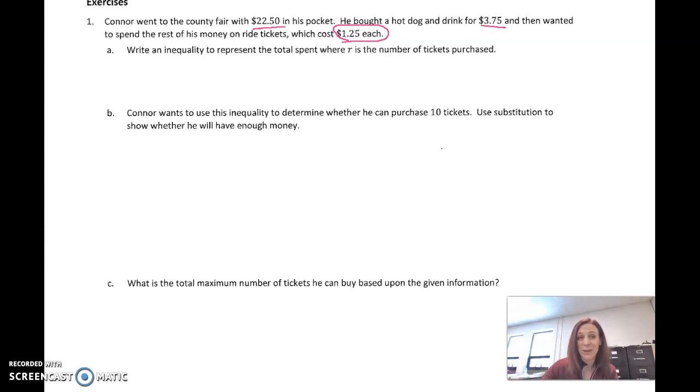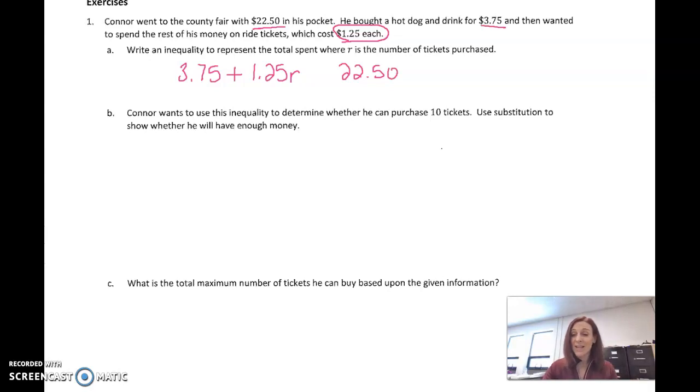this is the one we're going to be multiplying by. So when it says write an inequality to represent the total spent when R is the number of tickets purchased, okay, he already bought his hot dog and drink, so I'm going to start there. $3.75. That's done. But in addition to that, he wants to buy tickets that cost $1.25 each. So we're going to go $1.25 times R. That means multiplying. Don't put a dot in between it. It just means that. And somehow, some way, that has to add up to his total of $22.50.